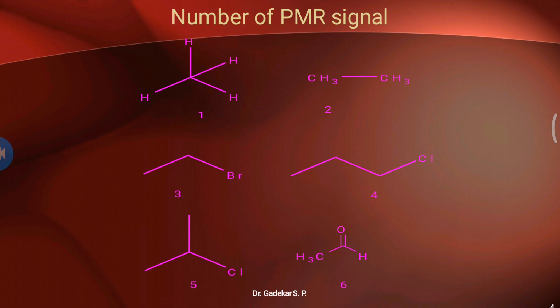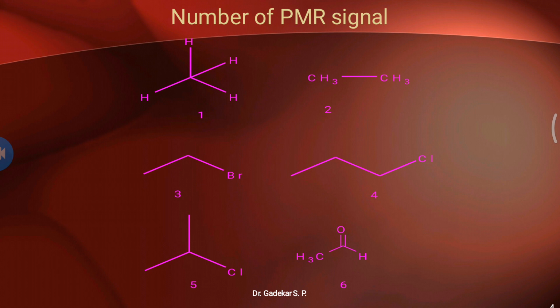But in the third example, ethyl bromide, CH3CH2Br, the CH2 and CH3 are chemically non-equivalent. They absorb different energy, different field, so they produce different signals. How many signals are produced in ethyl bromide? Two signals are produced because 2 types of protons are present in this molecule.